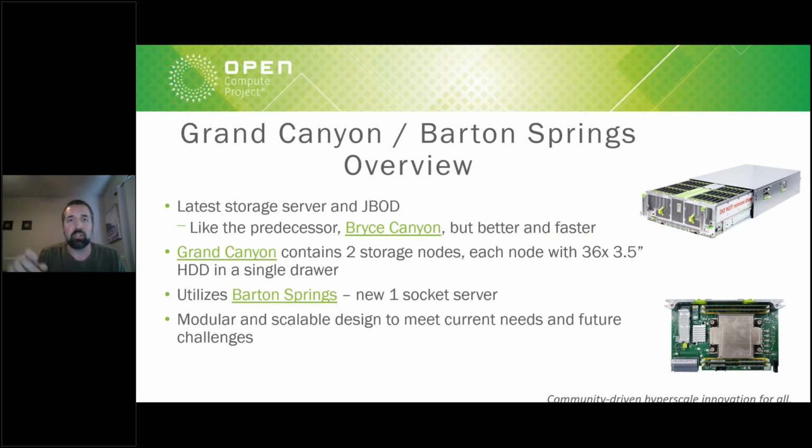So here you can see a picture of the Grand Canyon system with the drawer partially open on the top right corner of the slide. Each 4OU drawer contains 2 logical storage nodes, and each node supports 36 3.5-inch hard drives for a total of 72 drives in a single drawer. Grand Canyon was designed with modularity in mind for easy serviceability and also for allowing the system components to be easily upgraded for future use cases. On the lower right here, there's a picture of the Barton Springs compute module, and that's our one-socket server used in the Grand Canyon system. The server is designed to fit in the 4OU height chassis and delivers all the compute specs we needed for our desired system performance. And we'll talk a little bit more about the details of that card later on in the presentation.